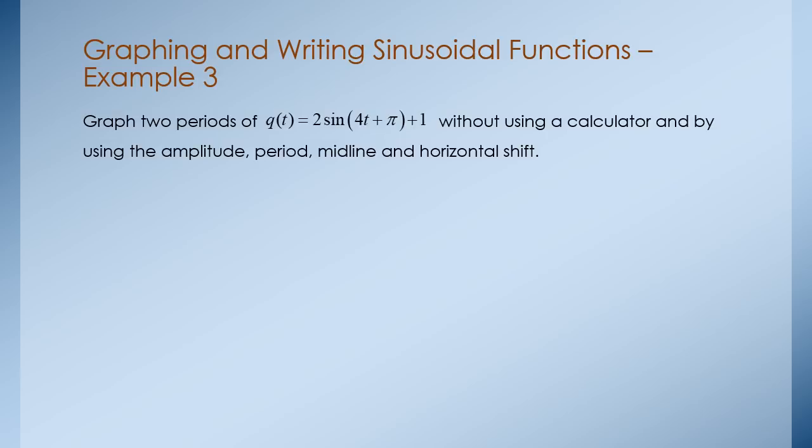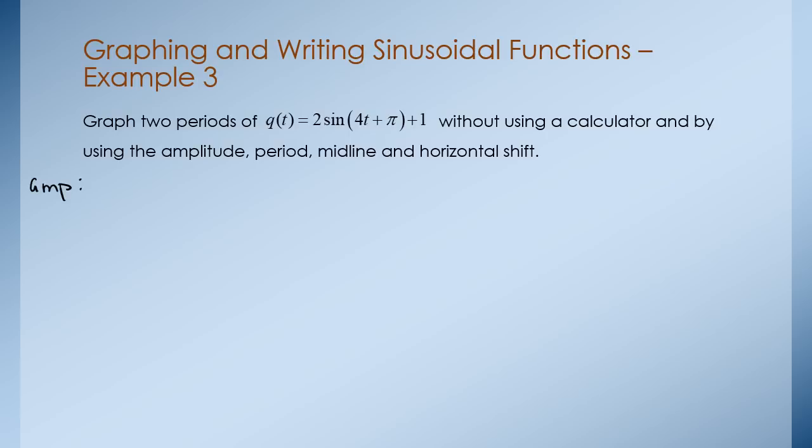So what I'm being asked to do on this one is to graph 2 periods of the function q of t equals 2 times sine of quantity 4t plus pi, plus 1. And you'll do that without using a calculator. And you'll do that by identifying some key things.